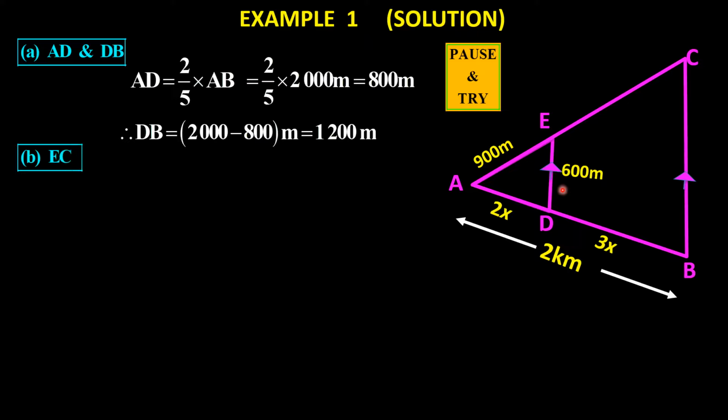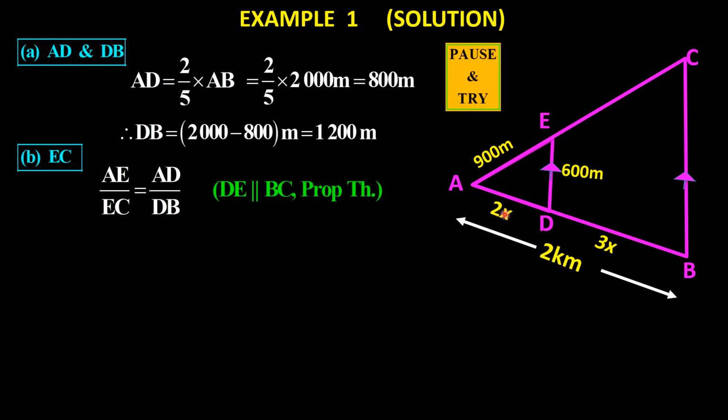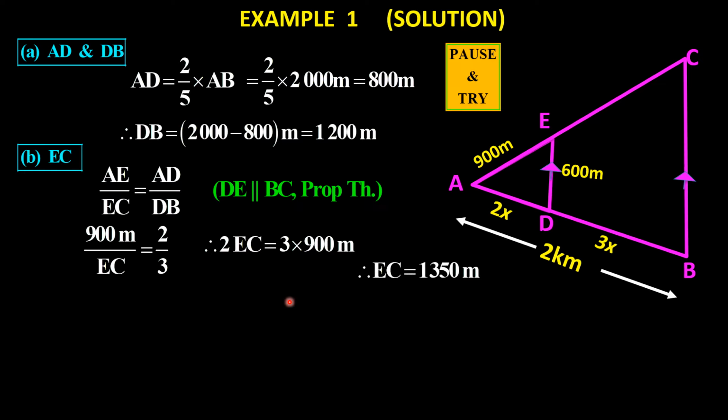Next, we want to find EC. There we can use the proportion, since DE is parallel to BC. So AE over EC is equal to AD over DB. We substitute. That gives us 900 over EC equals 2 over 3. We can cross multiply and calculate EC, which is 1350. Let's look at the third question.